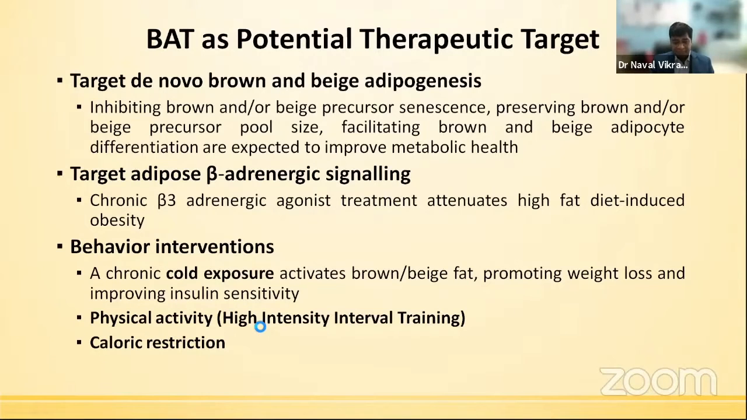Physical activity, high intensity interval training has been shown to have beneficial effects, particularly when it is done in presence of cold exposure. Now, there is also very limited data on this. Calorie restriction, so all these behavioral interventions have been found to be effective in very, very limited studies, mostly in animal studies. They have been seen to act by increasing the activity of brown adipose tissue.